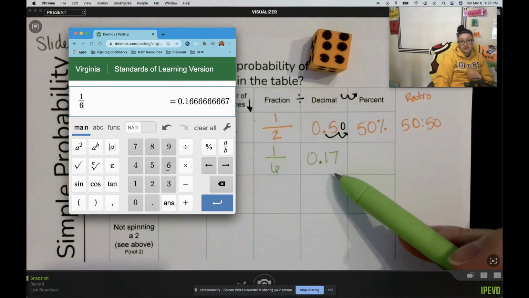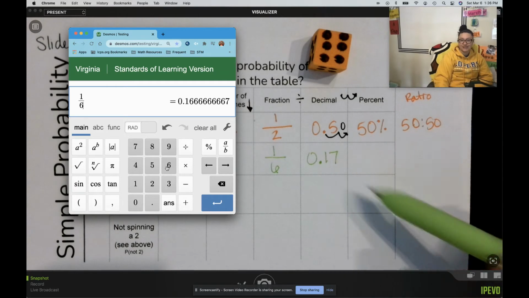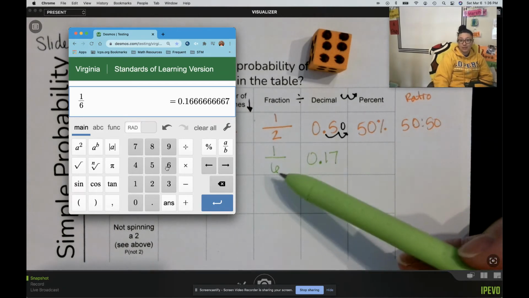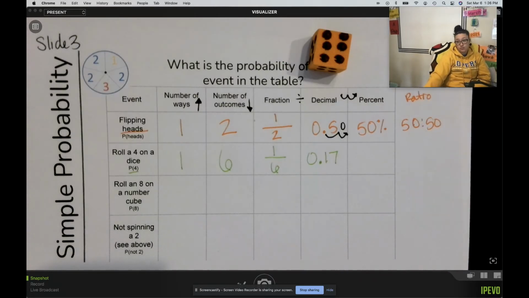Miss LaRosa's birthday is on the 17th. That's how I remember. So is Miss Montero's birthday. It's also on the 17th. That's how I remember what 1/6 is. Maybe you'll remember. Maybe you'll need the calculator. Whatever's going to help you remember.